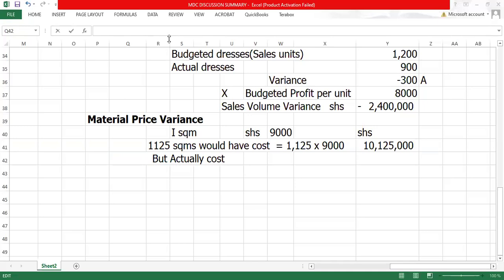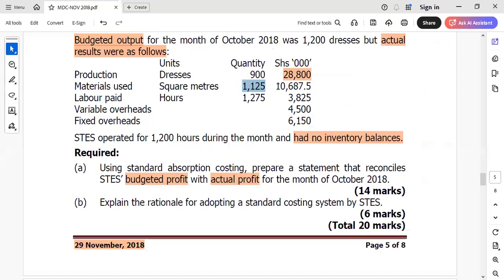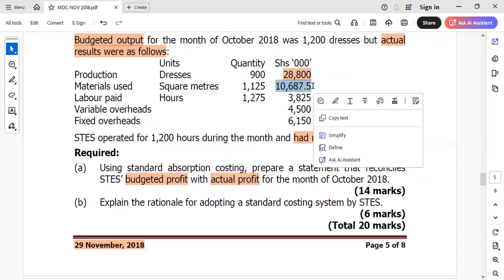The actual material cost is 0. Where is the question? The actual material cost will be, you have this figure, isn't it? This is material cost. This is what you actually incurred.